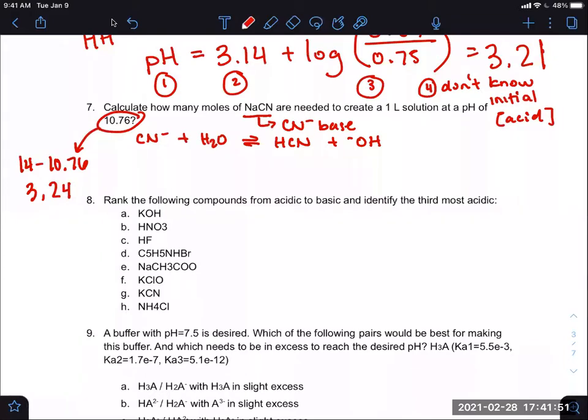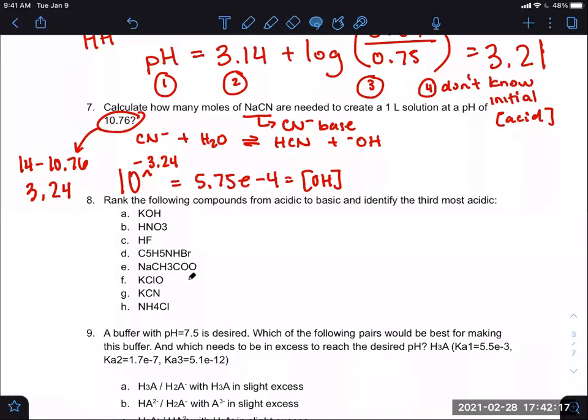We want to find the OH concentration. We just do 10 to the negative power of that. Okay. That will equal 5.75 E negative 4, which is our OH concentration. Okay, great. Now we can do a lot more now.